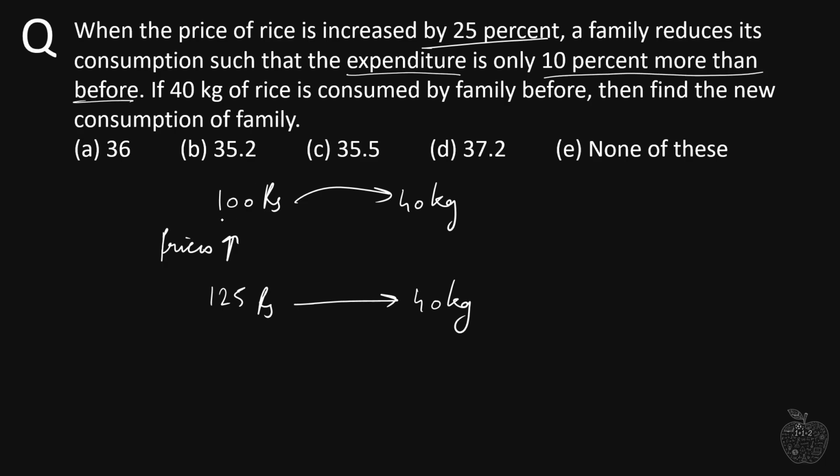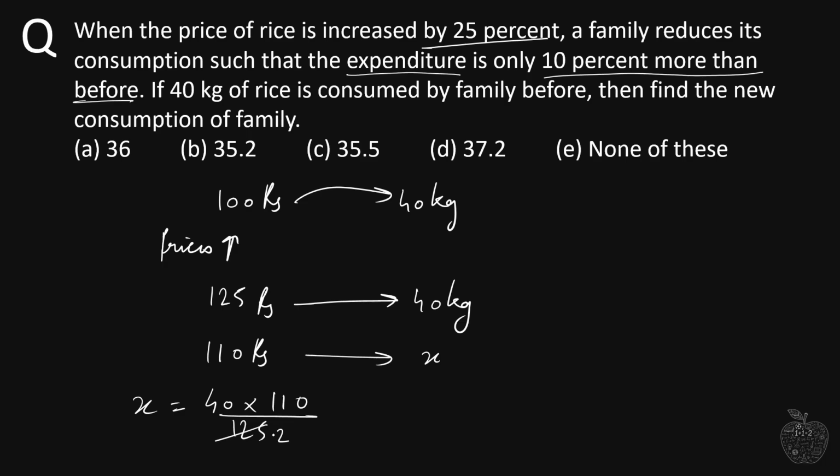So originally the expenditure was 100 rupees, and now it is only willing to increase its expenditure 10% more than before. So 10% more than 100 will be 110 rupees. So now their consumption will change. Let's say that X is the new consumption. Let's first find the value of X. We do cross multiplication, so we get 40 into 110 divided by 125.